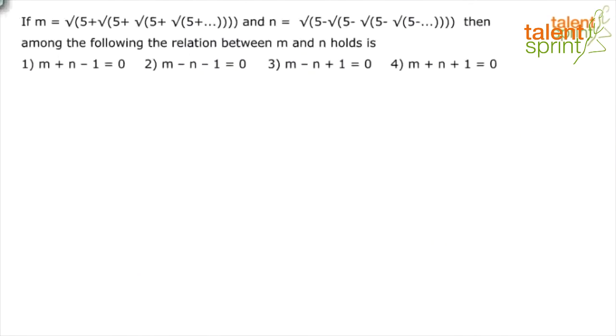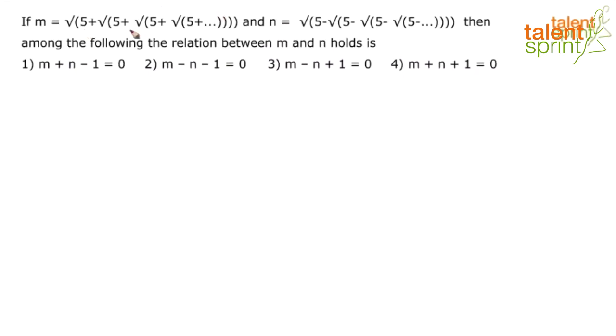Look at this one. I think this is what we had jumped then because it was not presented the right way. So here if you see, it says m is equal to root over 5 plus root 5 plus root 5 plus root 5 and so on. N is equal to root over 5 minus root 5 minus root 5 and so on. Then among the following, the relationship between m and n that holds is which one? M plus n minus 1 equals to 0, m minus n minus 1 equals to 0, m minus n plus 1 equals to 0, or m plus n plus 1 equals to 0.